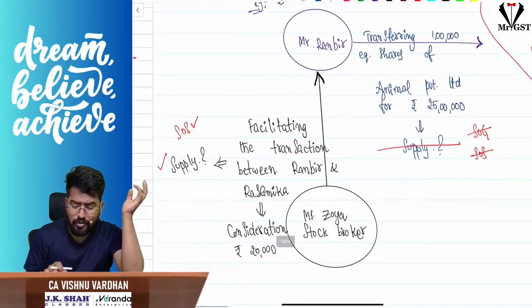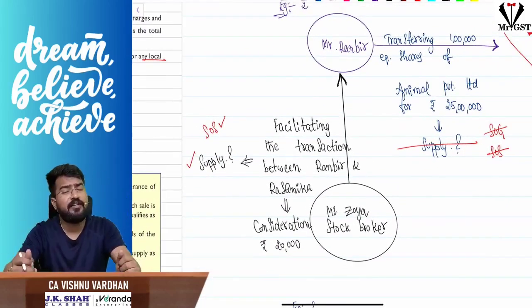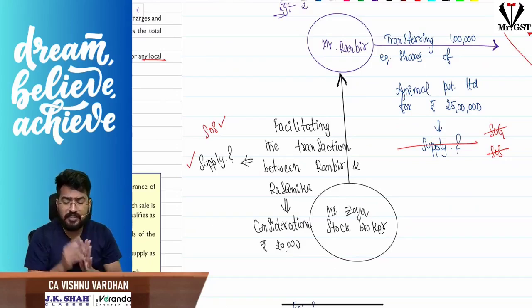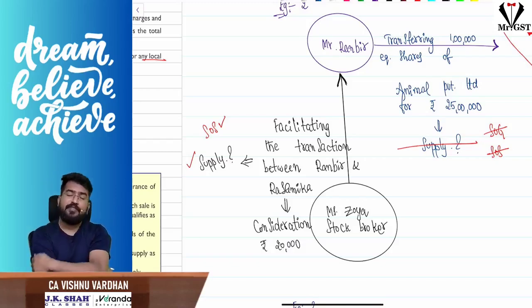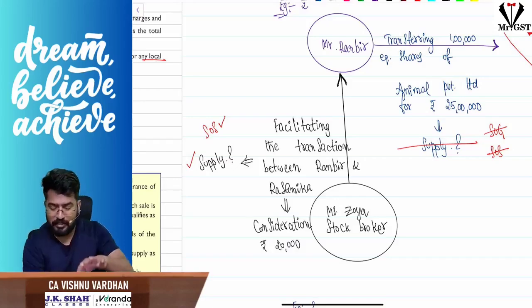But Miss Joya, a stockbroker, is facilitating the transaction between Ranbir and Rashmika. Further, she is charging a consideration, a commission of 20,000 rupees. Is it supply? Here she is facilitating the transaction of arranging the securities. She is not supplying securities. She is just facilitating the transaction. Okay, that is very much supply of service. That is example 2 for you.